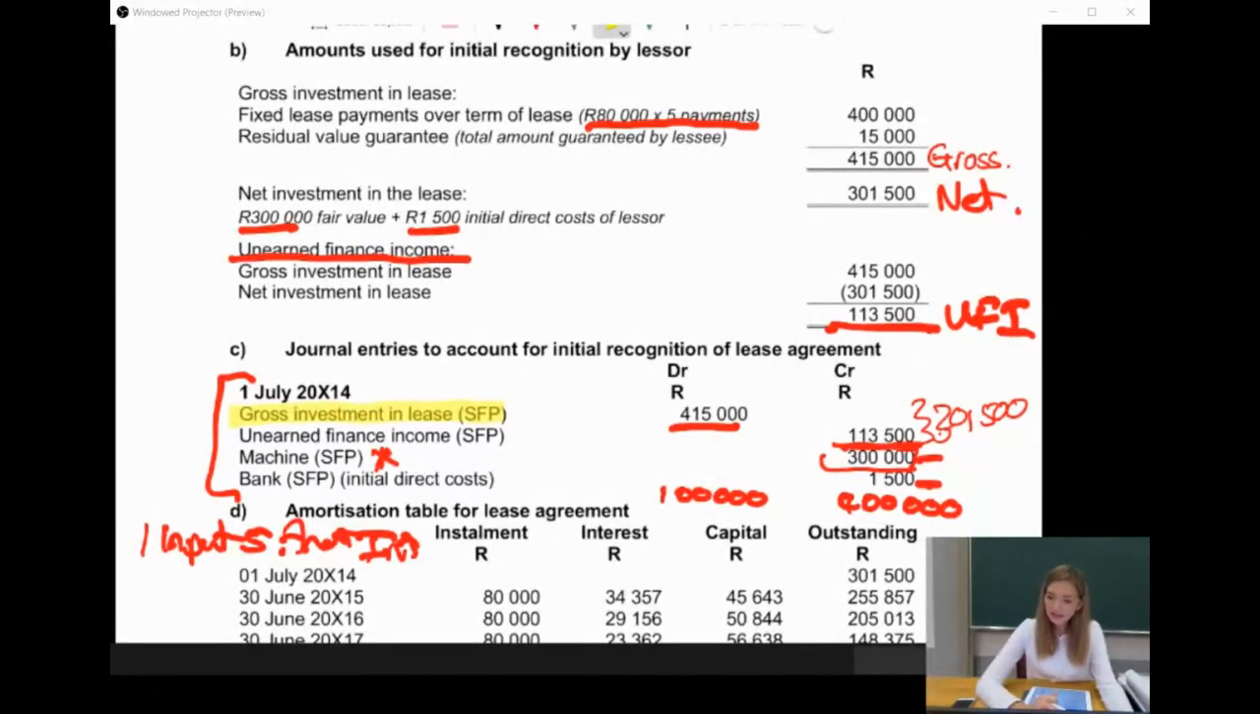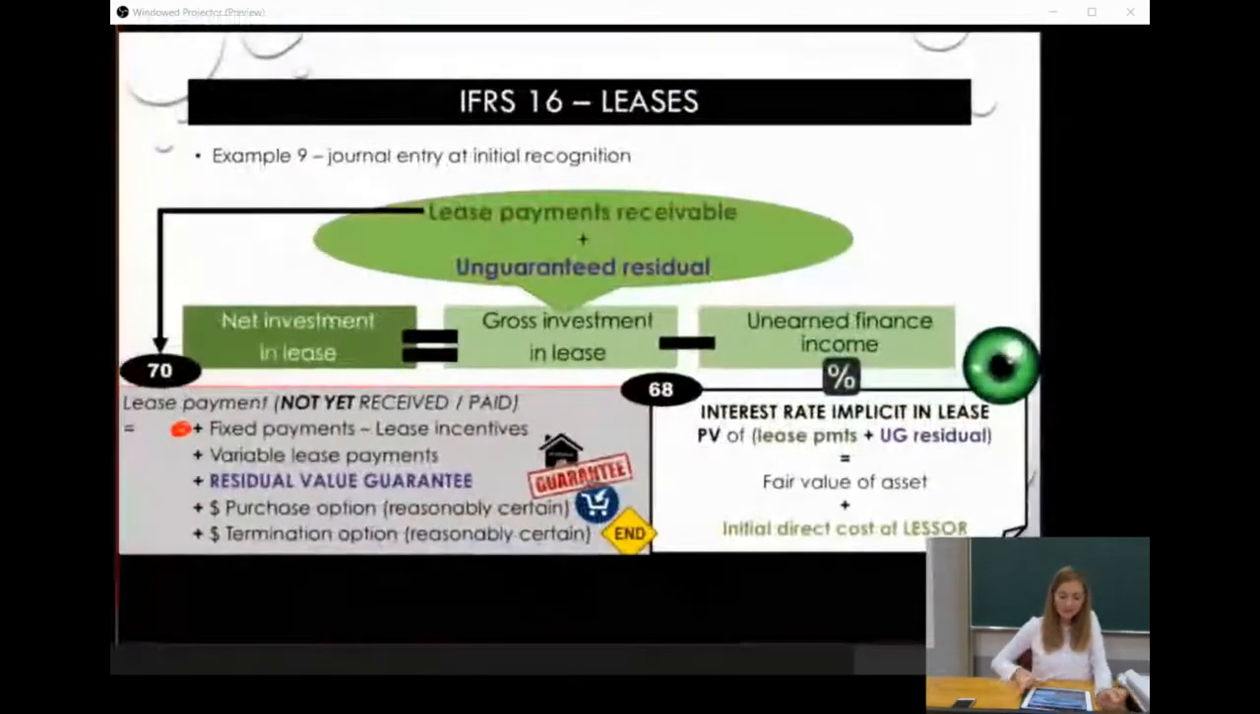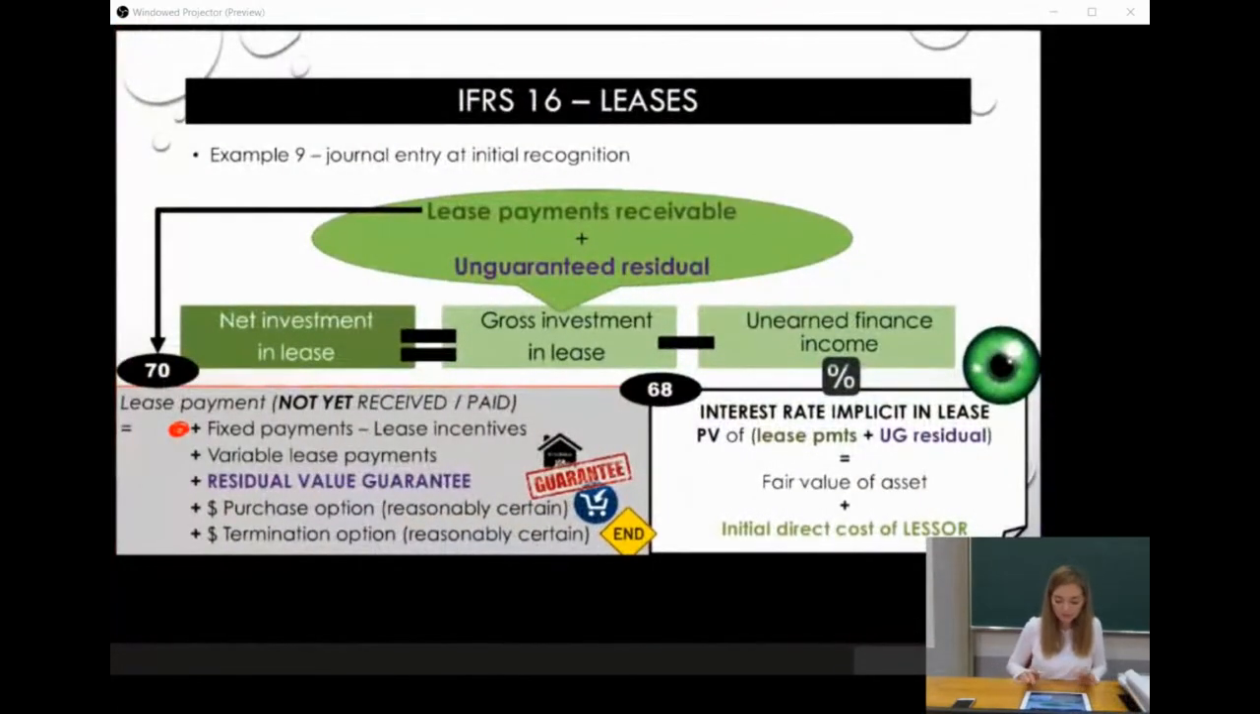It will affect the net investment, I think. Yes, exactly. That's Ms. Swanepoel. That's what I also said. My gut feeling was that. Okay, but I'm sure we have an example later. We'll get to that. Okay, so that was initial recognition.